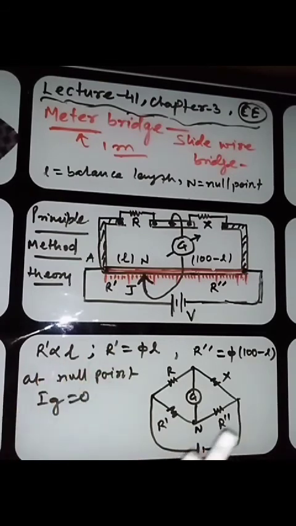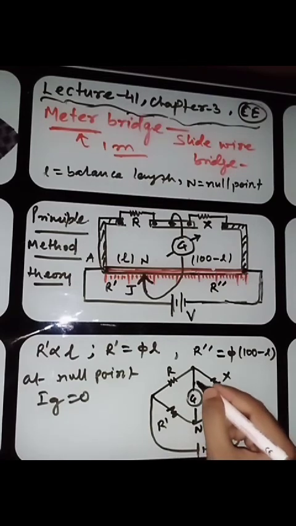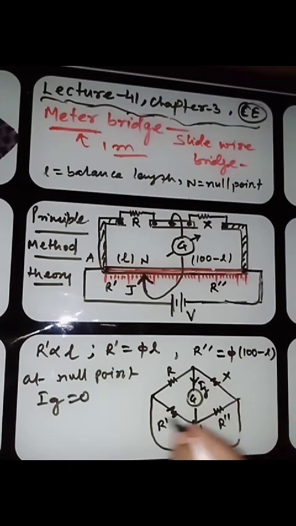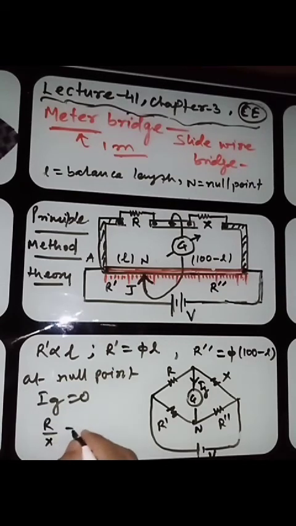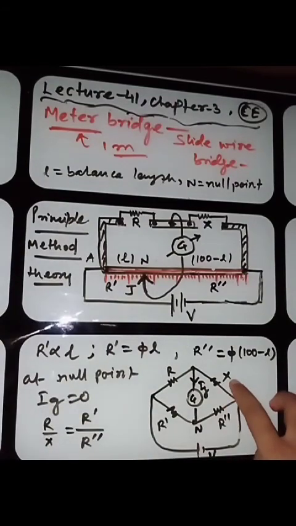I hope you understand. Now my dear students, as the current will be 0, what will happen? If this galvanometer gives 0 current, Ig is 0, then what will happen? R by X is equal to R dash by R double dash. Okay, now your problem is solved. You have to find the unknown resistance X.